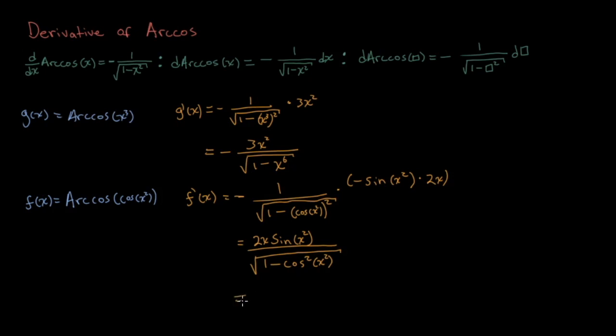So the way we can write that is 2x sine x squared. The numerator doesn't change, but this entire term in the bottom, that's inside the square root, becomes a sine. So we'll write sine squared of x squared. And there is our final answer. So that's how you get the derivative of an arccos function.